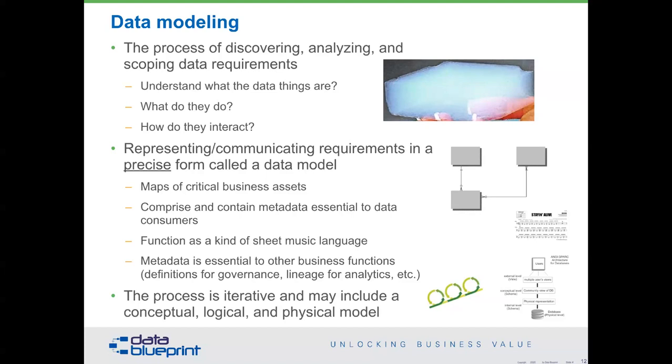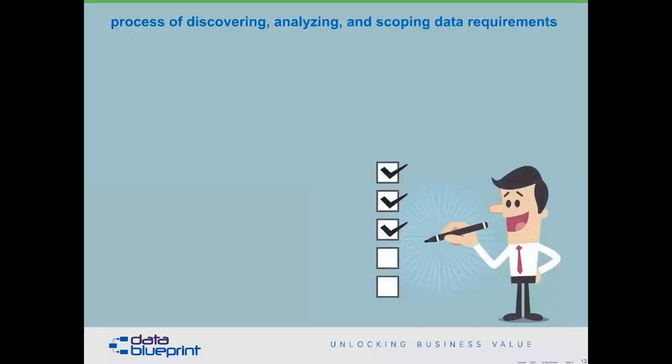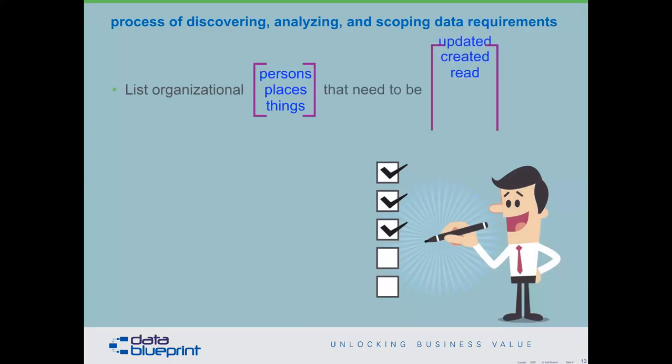So the process of discovering, analyzing, and scoping data requirements, then, we may want to go in and take a list of specific organization, person, places, or things, nouns, if you will, that do a very nice job of describing stuff. And we need to describe these things because those persons, places, or things may need to be created, read, updated, deleted, or perhaps archived in this. And if you look at the first letters of that, it's a CRUDA diagram. We tend to call them a CRUD diagram, but the A is on there as well.